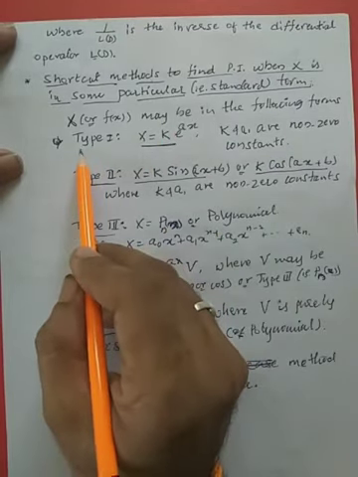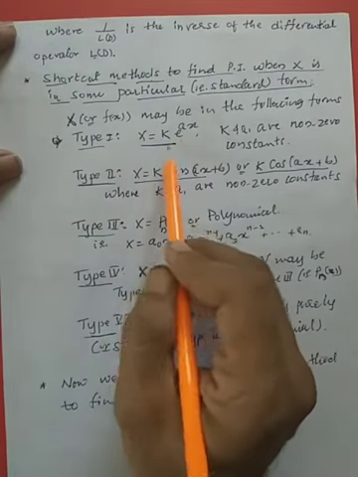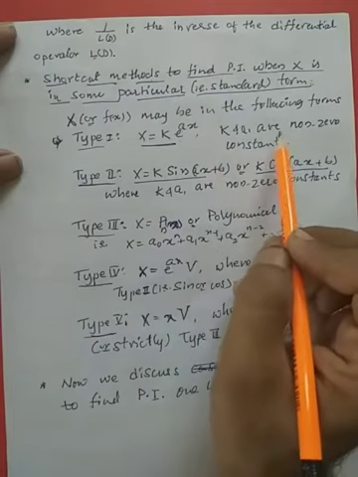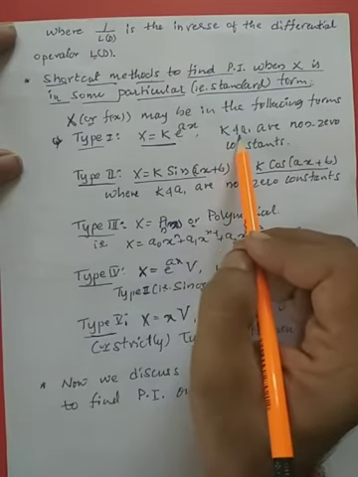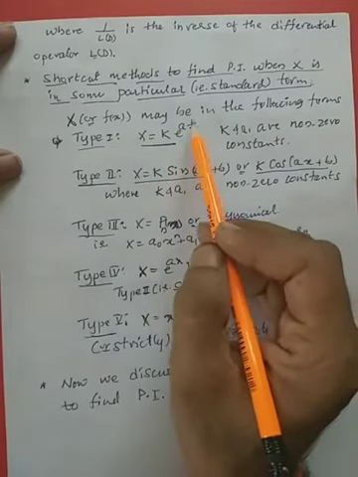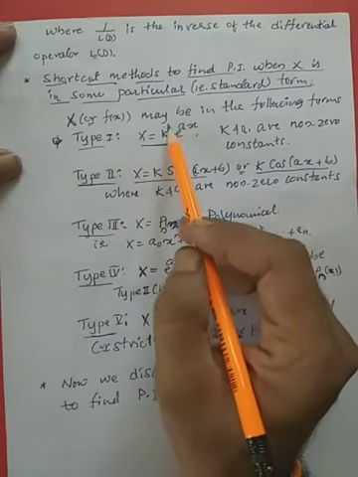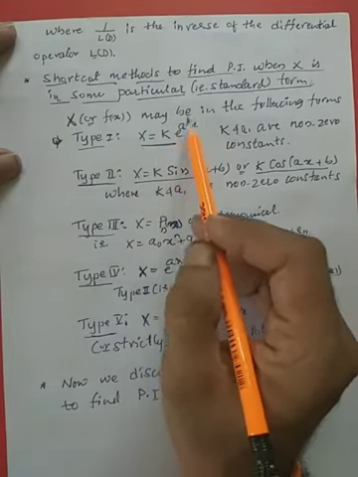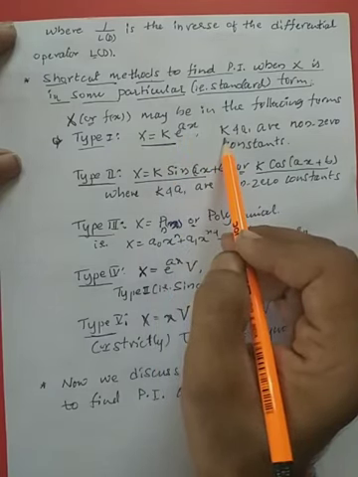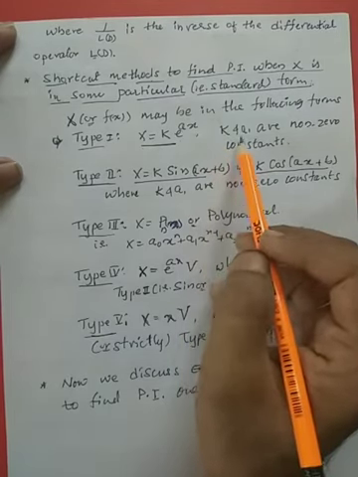Okay, that is type 1, X may be k into e to the power ax, that is X may be an exponential function, and k and a are non-zero constants here. k and a are non-zero constants because if you take a equal to 0, then e to the power 0 becomes 1, and it becomes purely a constant. Okay, then if k is equal to 0, 0 into anything, this entire quantity becomes 0. So we should take k strictly not equal to 0 and a not equal to 0. That is case number 1.